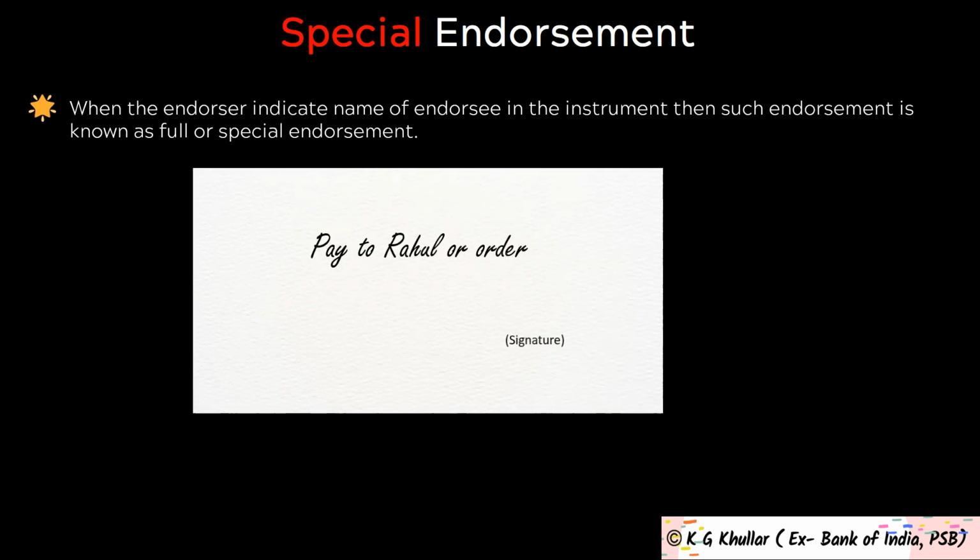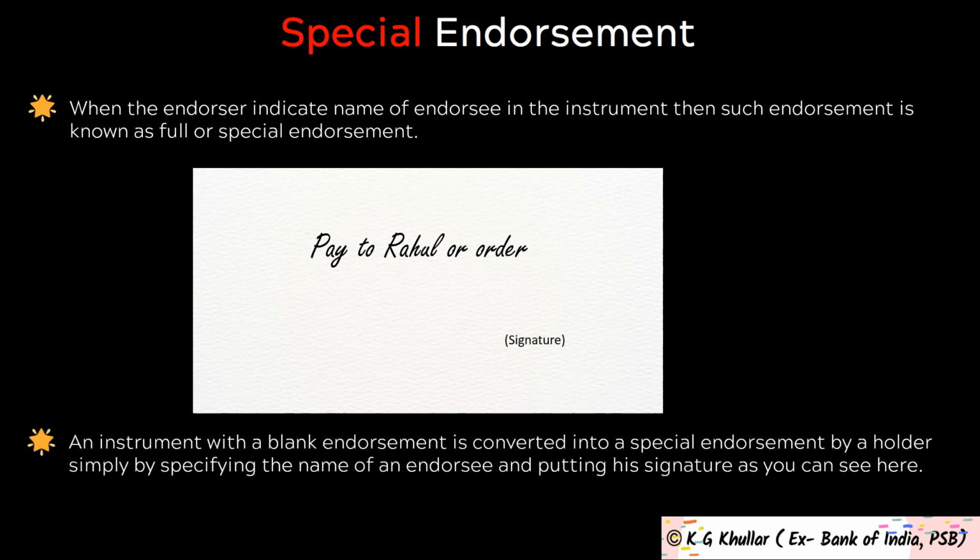Now friends, here comes the difference between special and blank endorsements. Please note, an instrument with a blank endorsement is converted into a special endorsement by a holder simply by specifying the name of an endorsee and putting his signature, as you can see here.